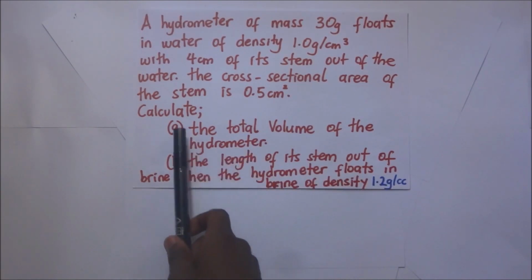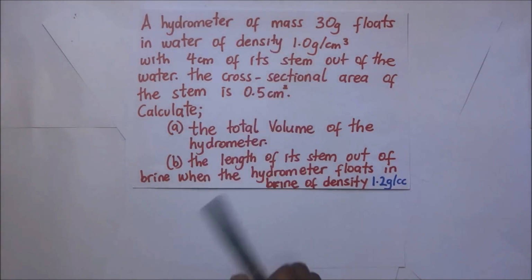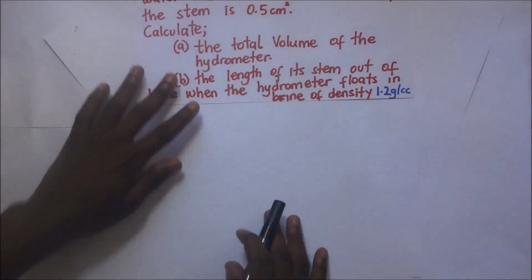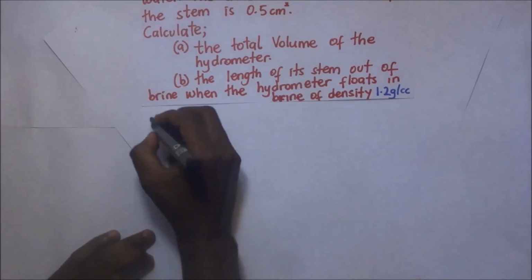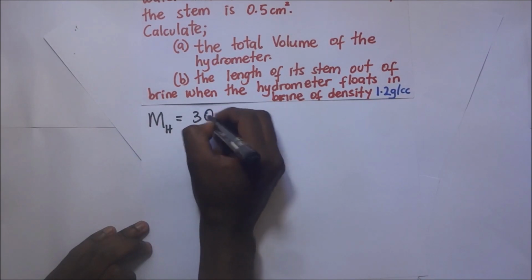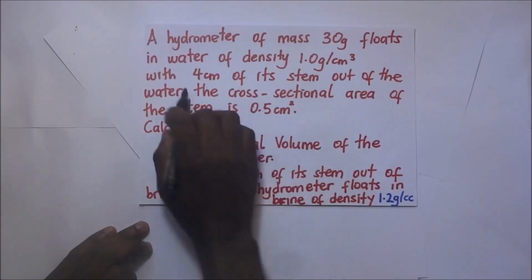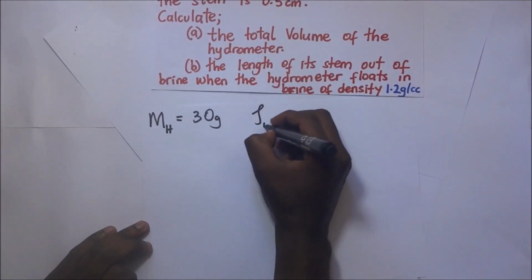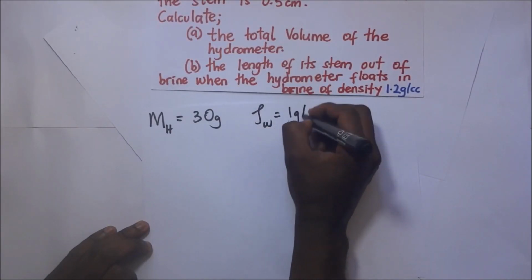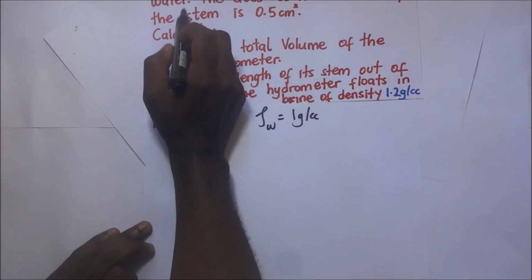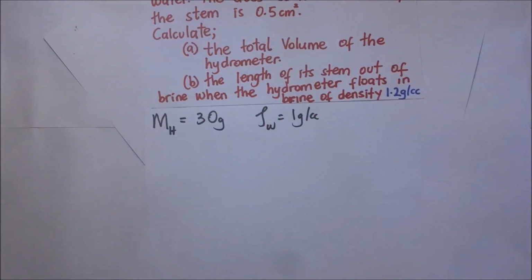So we'll begin with part A, but before that, we summarize the question as usual. We have a hydrometer, its mass is 30 grams. So we have the mass of the hydrometer giving us 30 grams. It's floating in water, and they're telling us the density of the water is 1 gram per cc, with 4 centimeters of its stem out of the water.